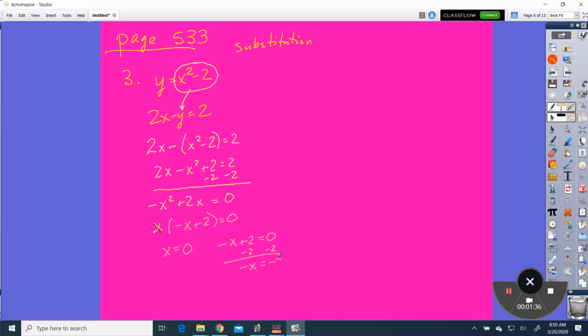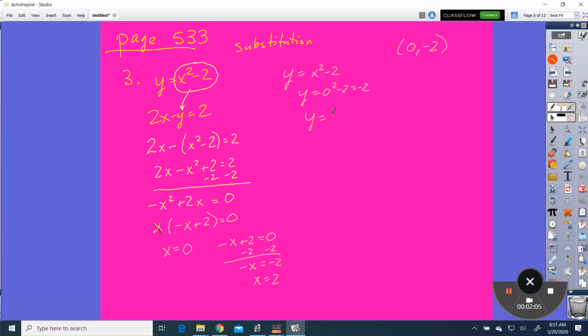A negative x equals a negative 2, so if a negative x equals a negative 2, a positive x equals a positive 2. Because really you just multiplied everything by negative 1, and what you did to the left, you did to the right. So x equals 2. Now, our y values depend on our x. So I'm going to plug the x back into here. So y equals 0 squared minus 2, which is negative 2. So when x is 0, y is negative 2.